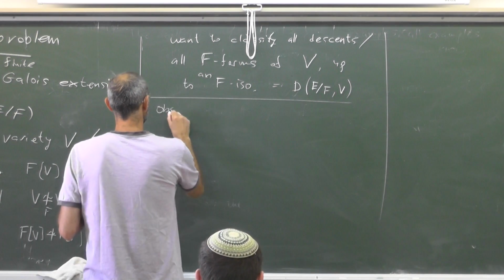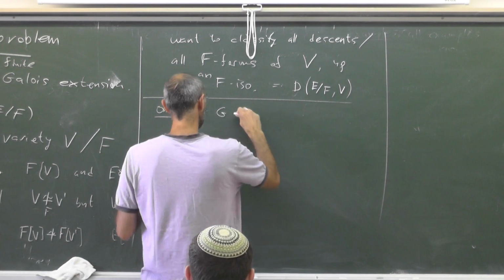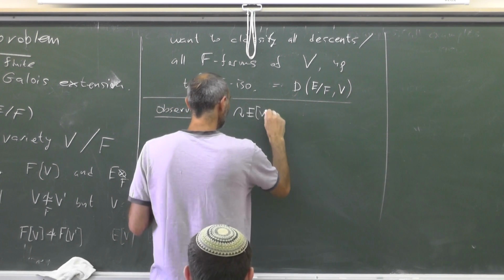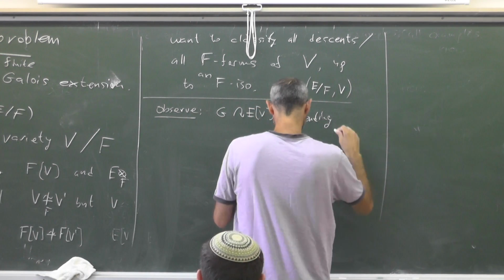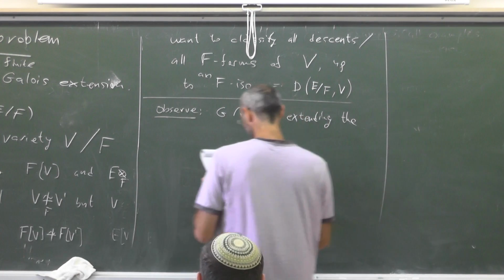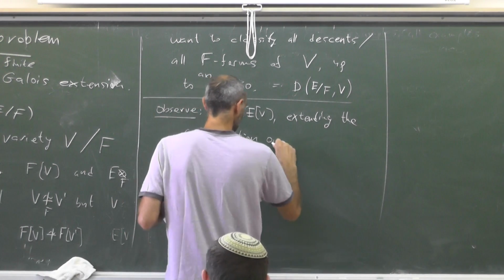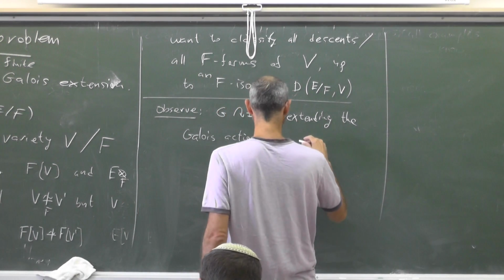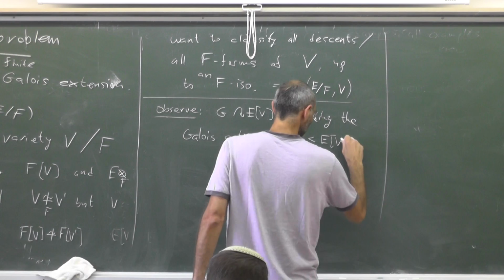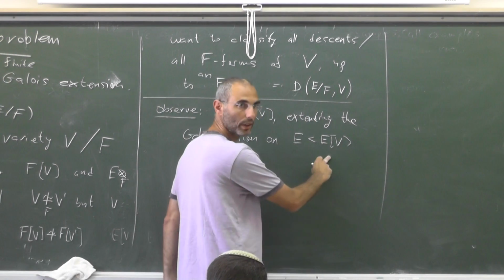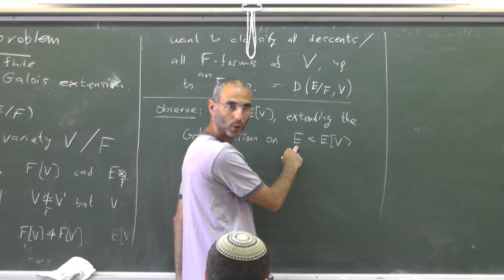Okay, observe. The thing is that G acts on EV, extending the action on E. So E, of course, sits inside. This is an algebra with an identity, with 1, and these are the constant polynomials on V.